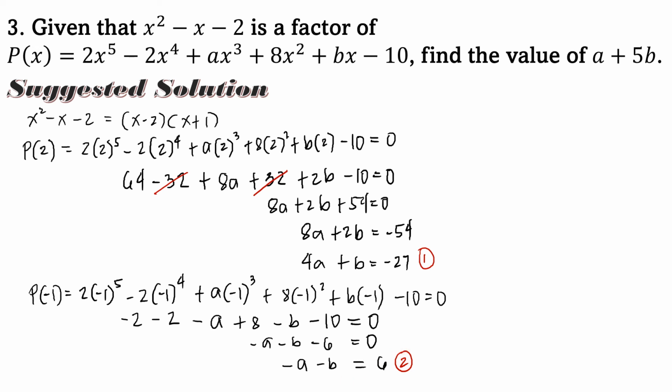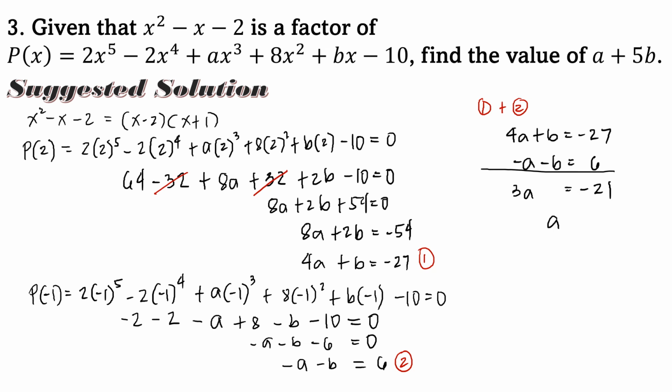Una nating gawin, i-add natin ang dalawang equation. Equation 1 plus equation 2 para ma-eliminate ang variable na b. Ang equation 1, 4a plus b equals negative 27. At ang equation 2, negative a minus b equals 6. Add natin term-wise, meron tayong 3a is equal to negative 21. Sa resulting equation, divide natin both sides by 3. Ang maiiwan, a equals negative 7.